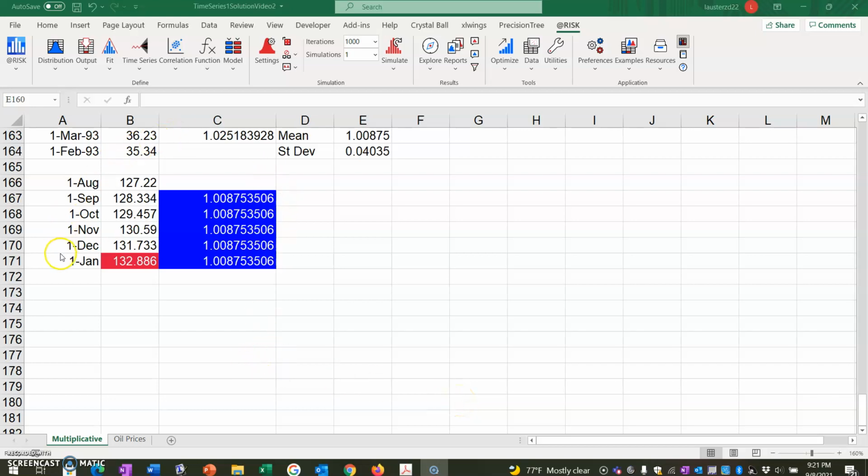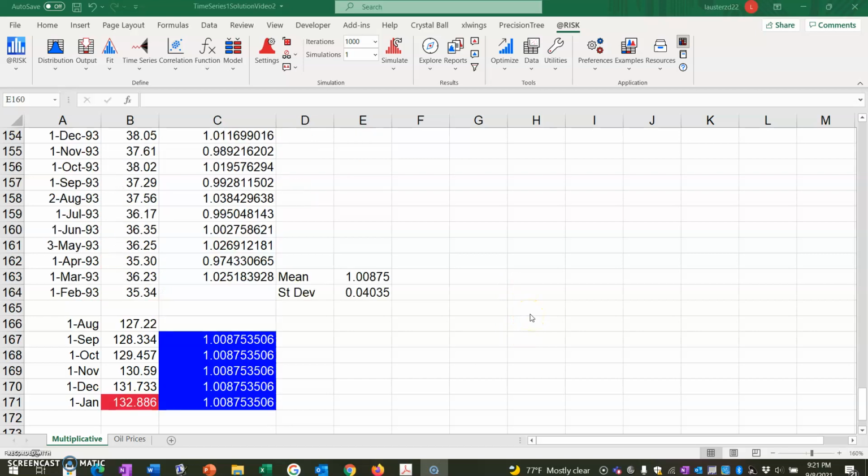Here we have the model that we developed using a multiplicative random walk for the SPY futures prices for 5 months forward, developed with the historical data series. Now we're going to use a different model to model the same time series, and that is the geometric Brownian motion model.